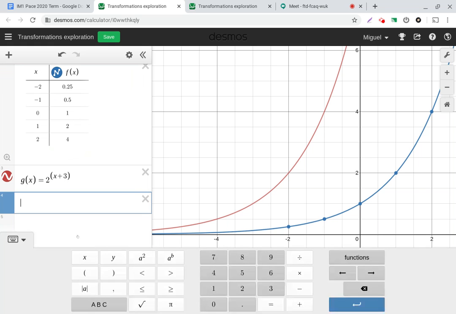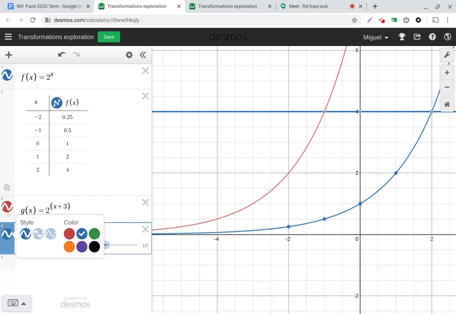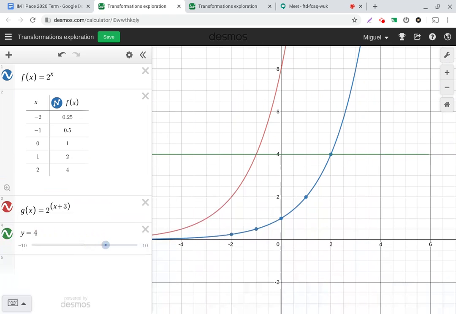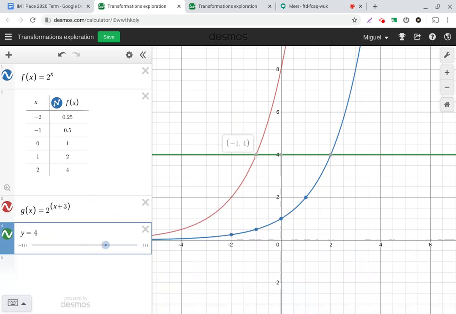Can you guys write this equation? Y equals 4. And make it in green. Okay? Y equals 4. And then go ahead and click on these 2 points right there. And let me know when you have that. You guys have that yet? I know you have to go look at my screen and you got to type in your screen.